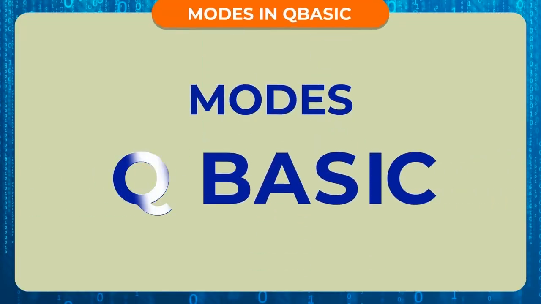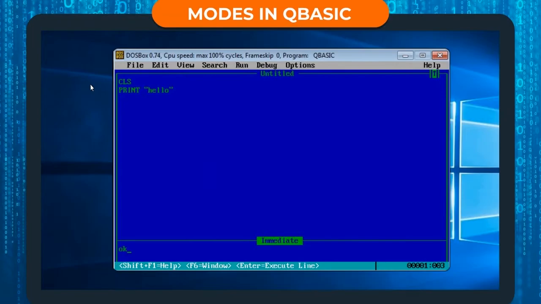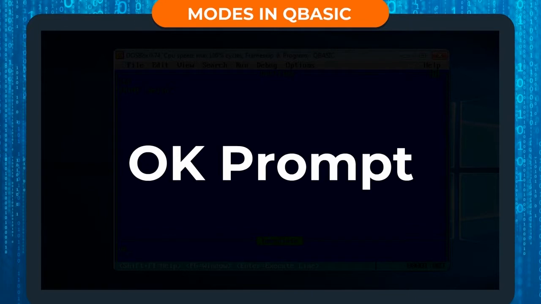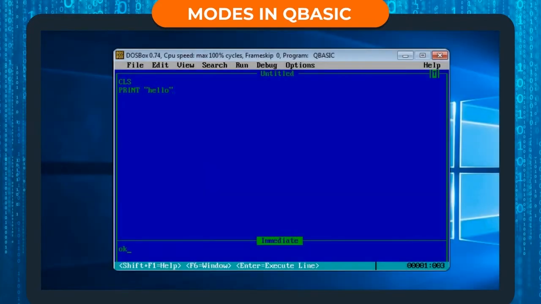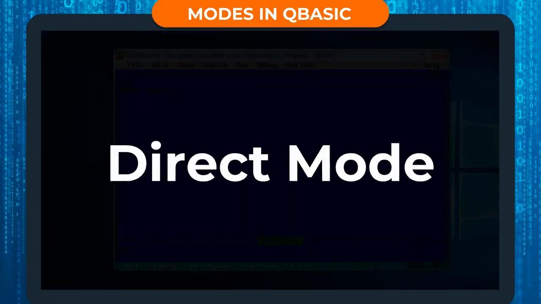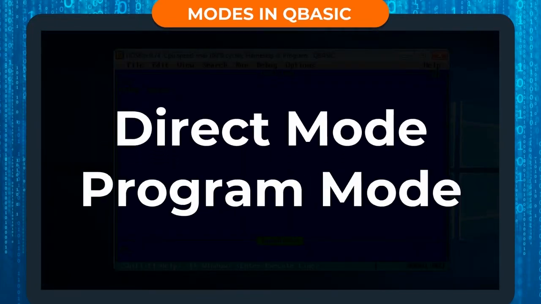Modes in QBasic. Once a QBasic program is loaded into the computer memory, it displays the OK prompt. OK means it is ready to accept commands. QBasic can be made to translate your instructions in two modes: direct mode and program mode.